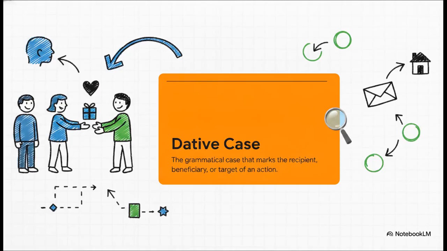And that brings us to the true definition of the dative case. It's the grammatical case that marks the recipient, the beneficiary, or the target of an action. Once you lock that definition into your mind, you'll stop associating the dative with random, frustrating table changes, and you'll start associating it with the actual flow of the action. Just ask yourself, is something going to someone? If the answer is yes, you're almost certainly looking at the dative.